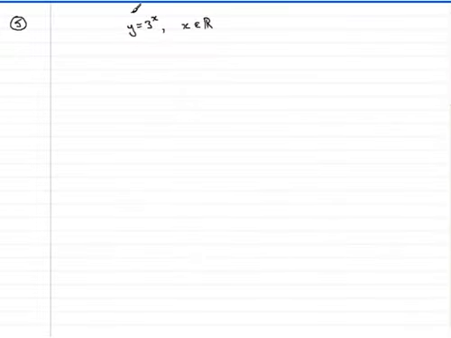Welcome to question number 5. For part A, you've been asked to sketch the graph of y equals 3 to the power of x, where x is any real number, and on the sketch show the coordinates of the point at which the graph meets the y-axis.